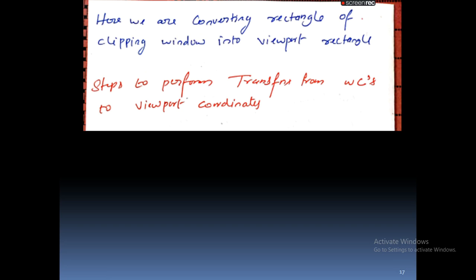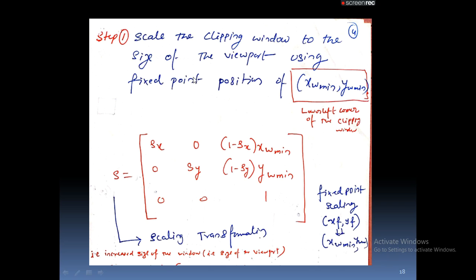In the previous method also we learned, when we are mapping world coordinate to viewing coordinate, we have translation and rotation. These are the transformations. When you want to map viewing coordinate to viewport coordinates, then also we have a series of transformations. So as you can see, when we want to map viewing coordinate to viewport coordinate, we need to scale the clipping window to map with respect to the viewport size.